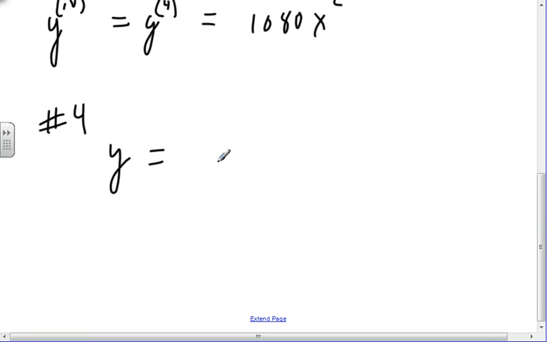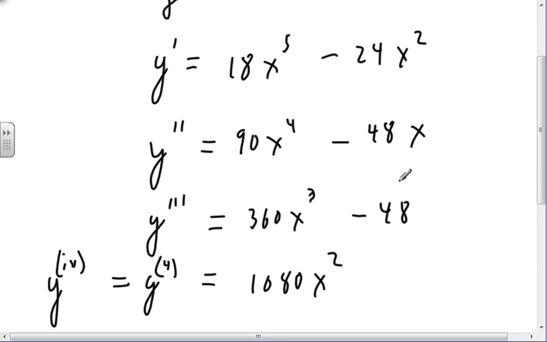Number 4. y is... What's the derivative of a constant? Look in the back of your book. Derivative of a constant is 0, number 1.